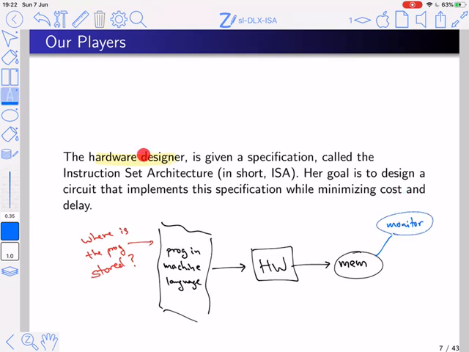The hardware designer is trying to design a circuit, a synchronous circuit that executes programs written in machine language. This language is called the instruction set architecture. And of course, you may ask the question, where is this program stored? Turns out that it's stored in the same memory in which the output of the hardware is stored.